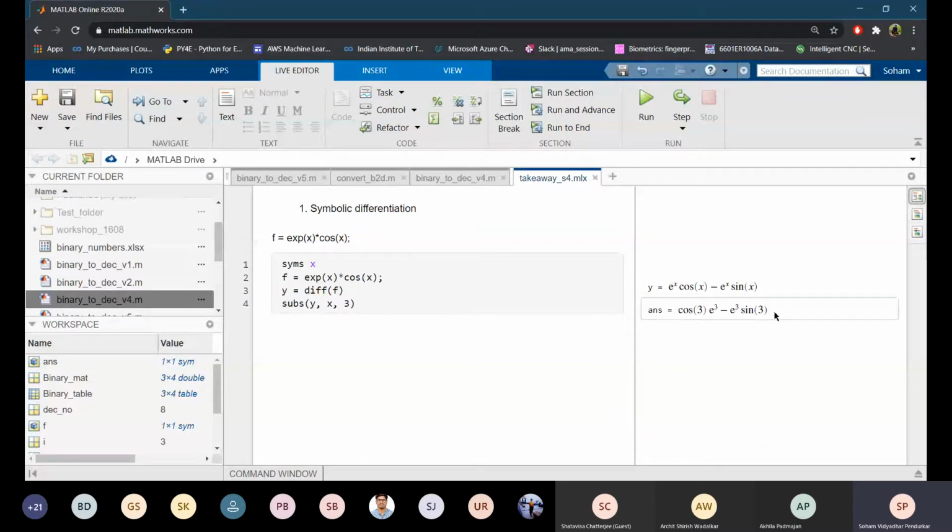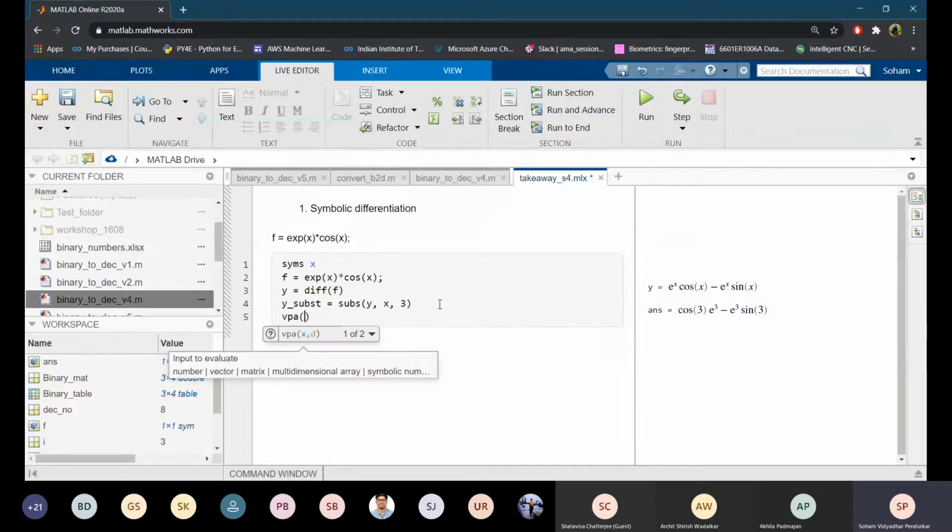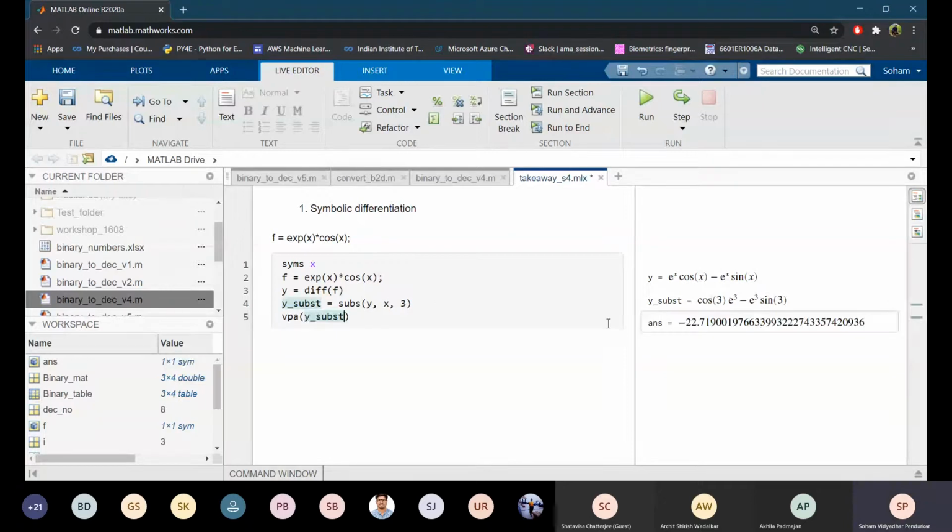So this is one step, and then what we can do is store this result into y substitute, and then take VPA of it, variable point arithmetic. That means it now calculates it. So y substitute. Now let's see. Okay, so it will give an answer, and variable point arithmetic gives you the calculation to a very large precision. I think it's double precision. It may be even more than 16 digits.